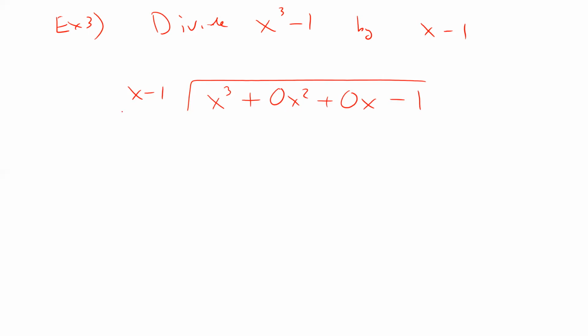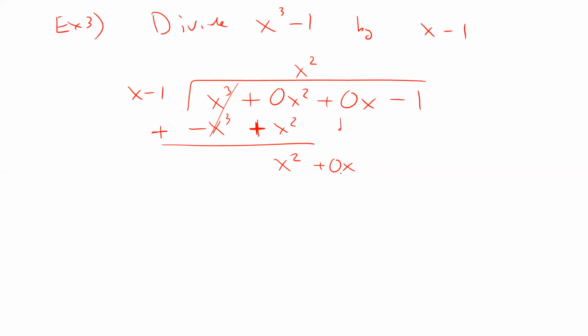So x times what gives you x cubed? That'll be x squared. I'm going to put it in my x squared column. X times x squared is x cubed. X squared times a negative 1 is negative x squared. Okay. I'm going to subtract. Better yet, add the opposite. The first term better go away. Oh, 0 plus 1 is just, I have an x squared remaining. So bring down the other one.